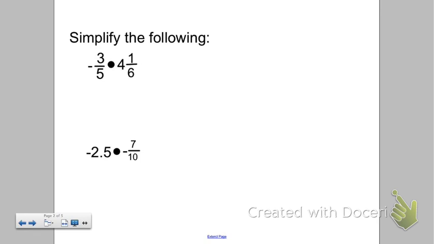The second question has 2 parts. The first one is -3/5 times 4 1/6. When we're multiplying fractions, we cannot have any mixed numbers. So my -3/5, I can keep that. I'm going to turn this 4 1/6 into an improper fraction.